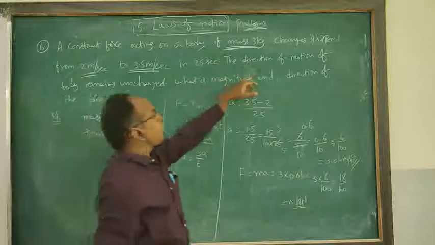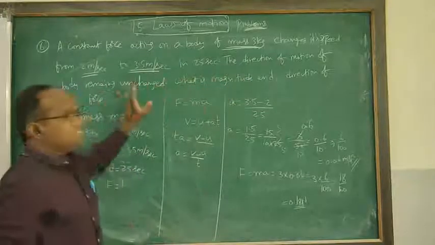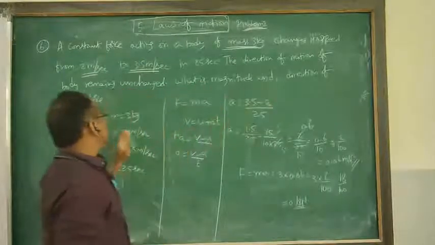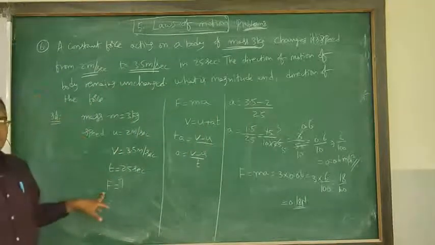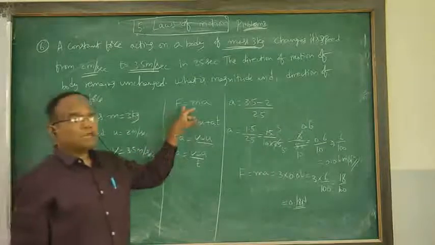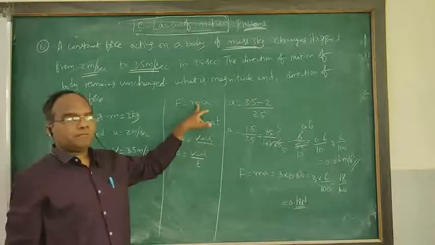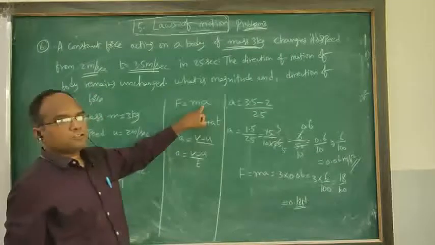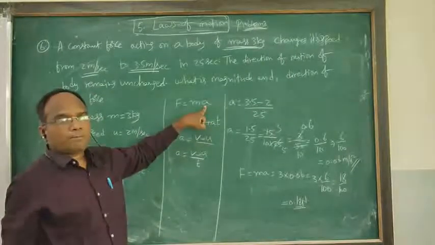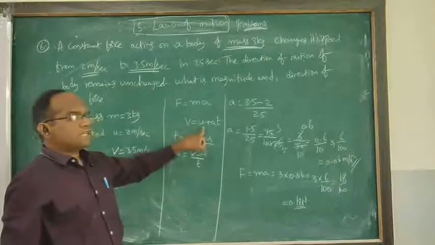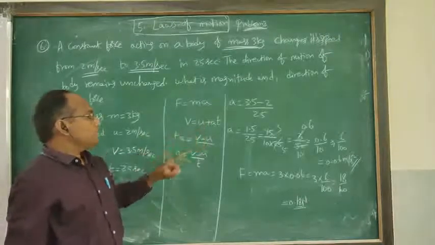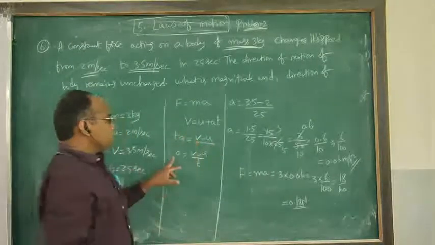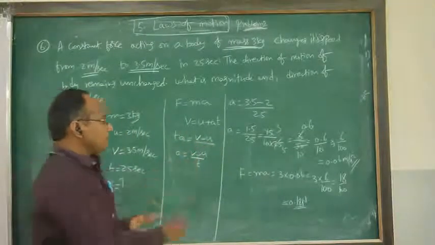The direction of the motion of a body remains unchanged. What is the magnitude and direction of the force? For force, the formula is F = ma. But here we want acceleration. To calculate acceleration, what formula do we have to apply? V = U + at. So V minus U is equal to at, so a is equal to (V minus U) divided by t.